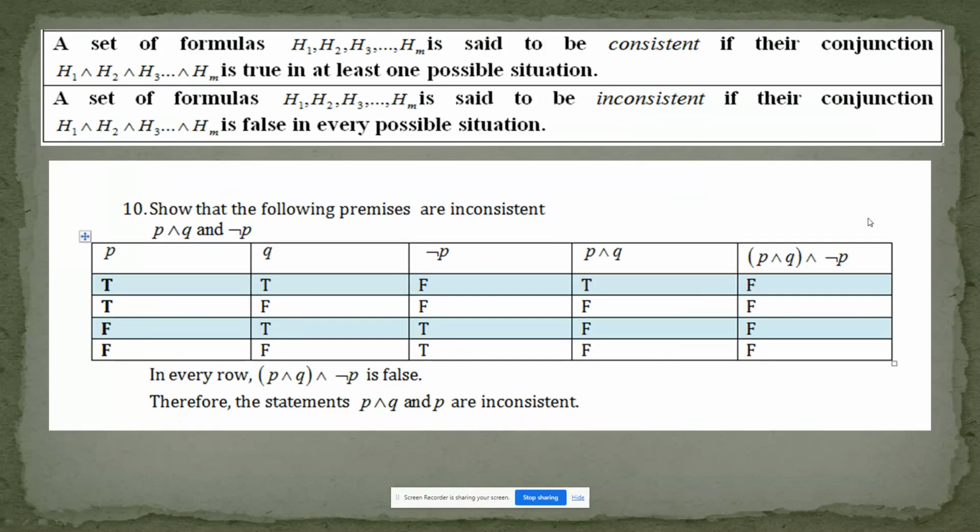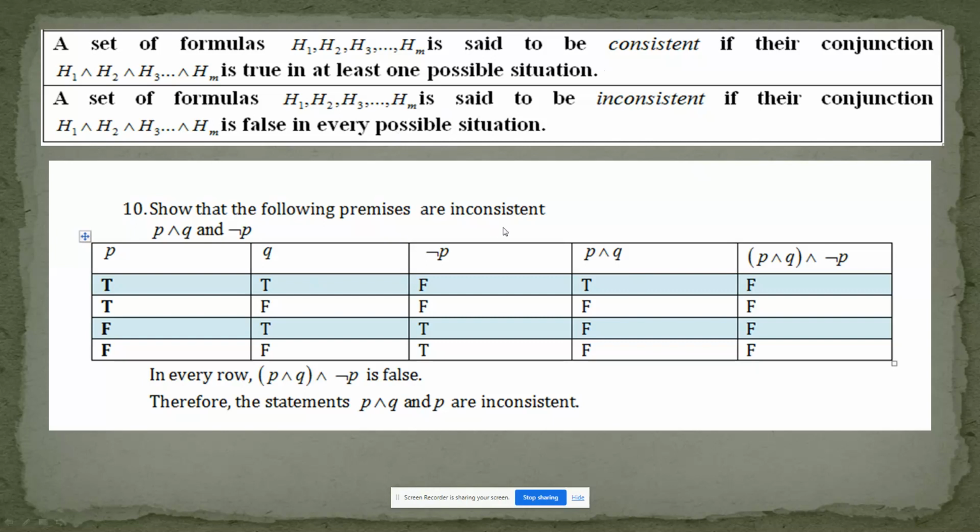Now, to show consistent or inconsistent, you take their conjunction. When their conjunction is true in at least one possible situation, then it is consistent. When their conjunction is false in all situations, then it is inconsistent.